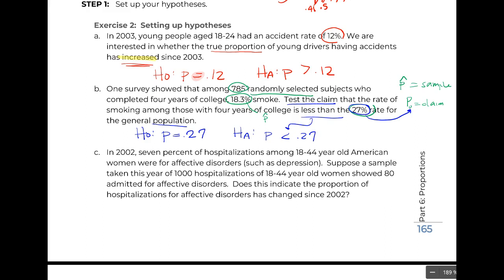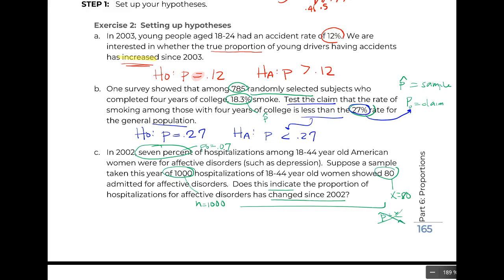All right. And the last one, 7% of hospitalizations were for affective disorders. Suppose a sample this year of 1,000 hospitalizations of women in this age group showed 80 admitted for affective disorders. Does this indicate the proportion for affective disorders has changed since 2002? So we're looking here. We want to see if there's a change since 2002. So our 2002 value is going to be the one that we're testing, 0.07. And if we wanted to translate the rest of the stuff that was given here, they gave us a number of successes in our sample, which of course we could then use to calculate a P hat, but we don't care about that for this particular piece.